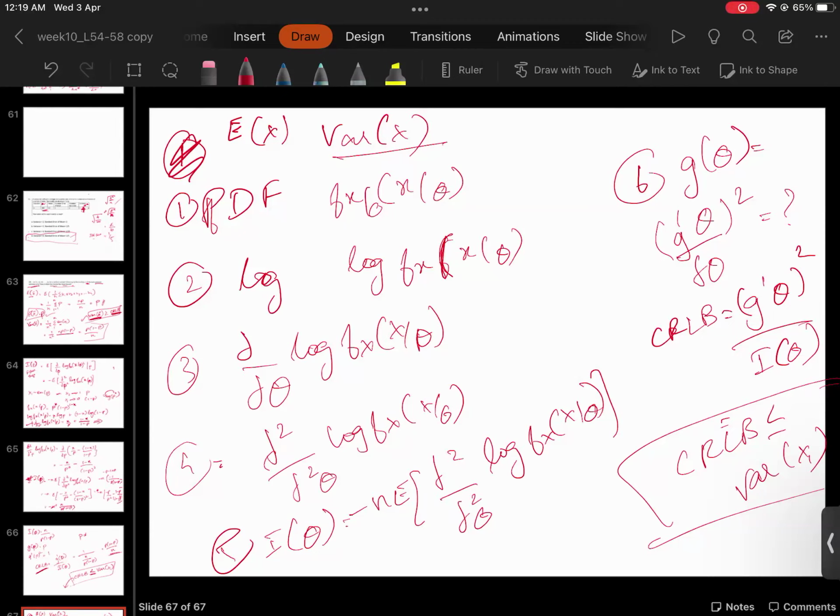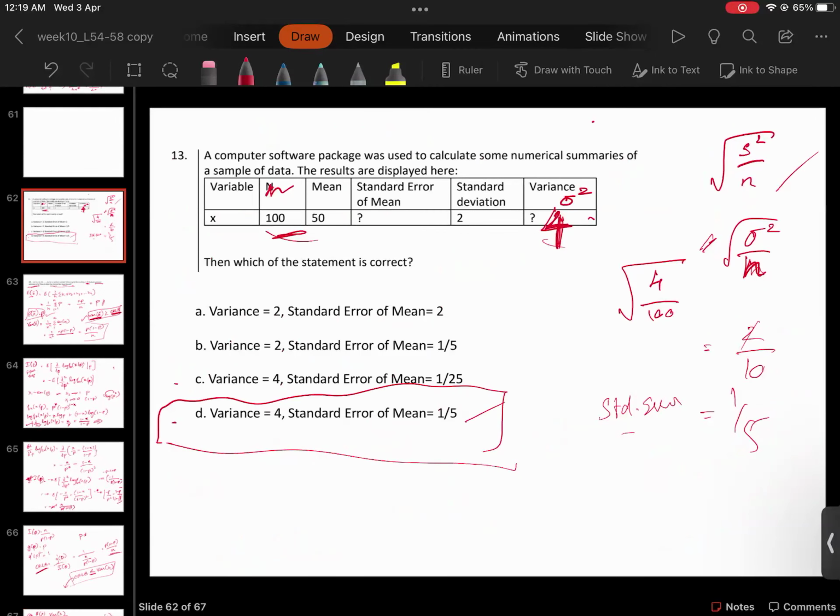Ma'am, could you please help me out with question number 14 and 15 in assignment 10? How should we proceed for that? Assignment 10. Yeah, I am not supposed to discuss it, but let me just look at the question and see. Yes, ma'am, please suggest how to do that. I just want a little help on the last two questions.